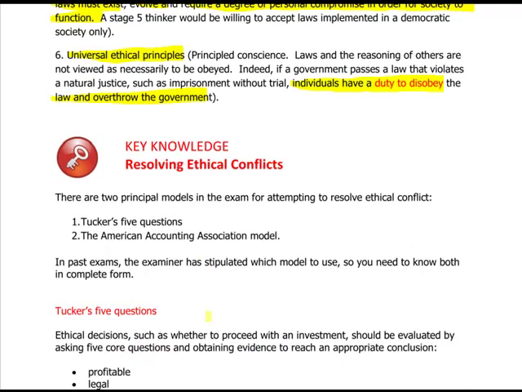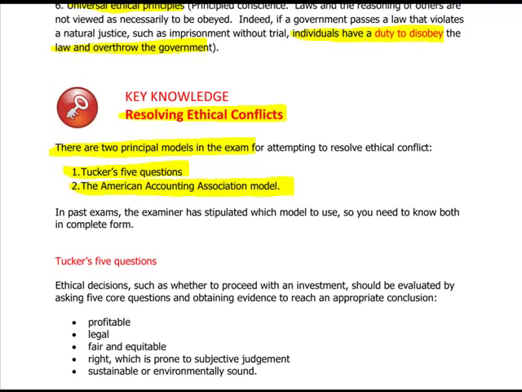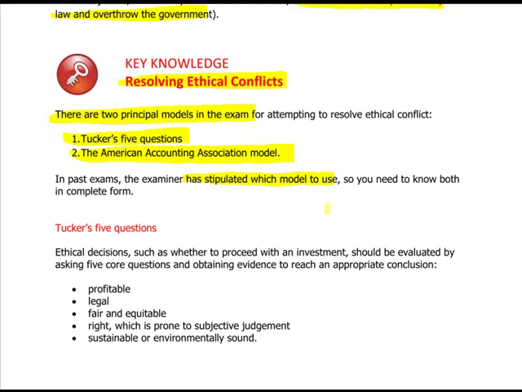Final thing we're going to have a look at is resolving ethical conflicts. Again, America, two principal models which you need to learn both. Tucker's five questions and the American Accounting Association model. I'm going to look at the first one now and deal with the second one in the last recording. Please note that in the exam, the examiner has stipulated which one to use, but you do need to know both. Clearly, as only one could come up.